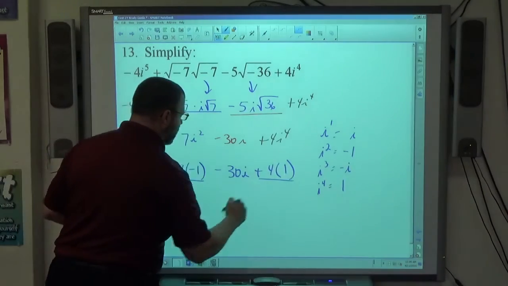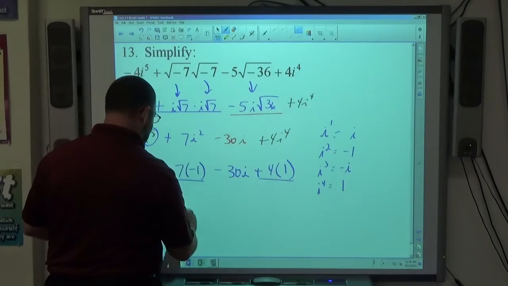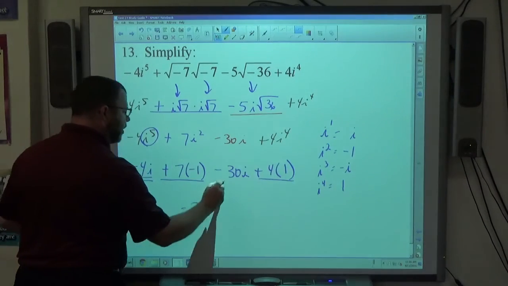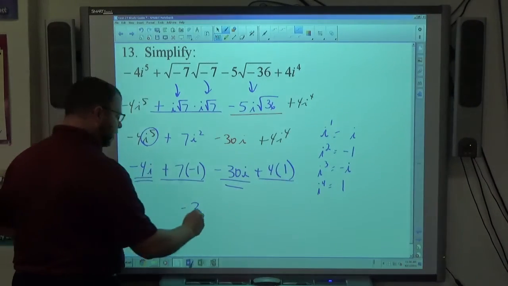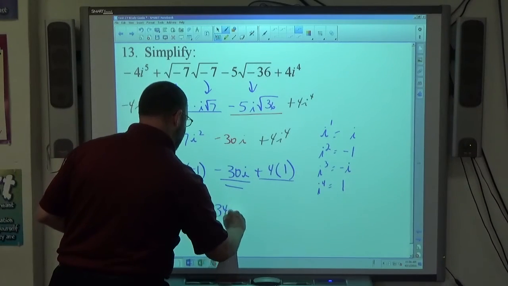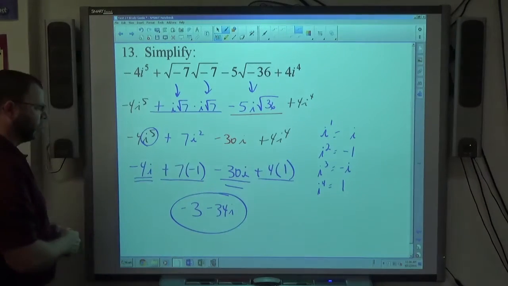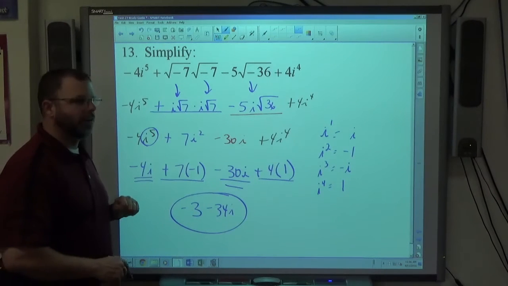Real number, real number. Negative 7 plus 4 makes negative 3. Imaginary number, imaginary number. Negative 4i minus 30i is negative 34i. And there's your final answer, in the correct order, real first, imaginary second.